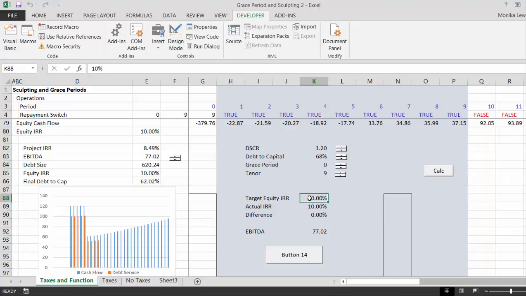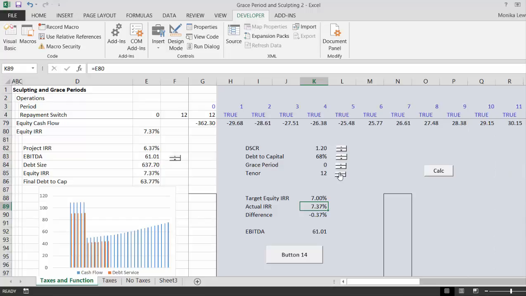And let's say we change the target equity IRR to 7%. Okay, now we're at the debt to capital constraint. So this time it would be really important to start increasing this one. And when we do this, oh, we're back to the debt to capital constraint. So then we have to negotiate with the bank and get a development fee or something to get our effective leverage up, and then we can change this.